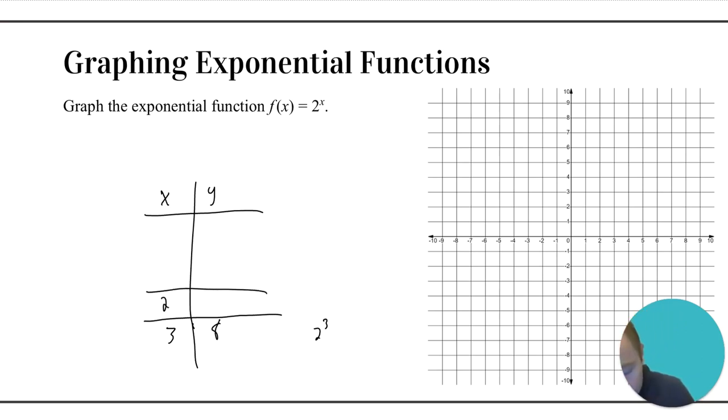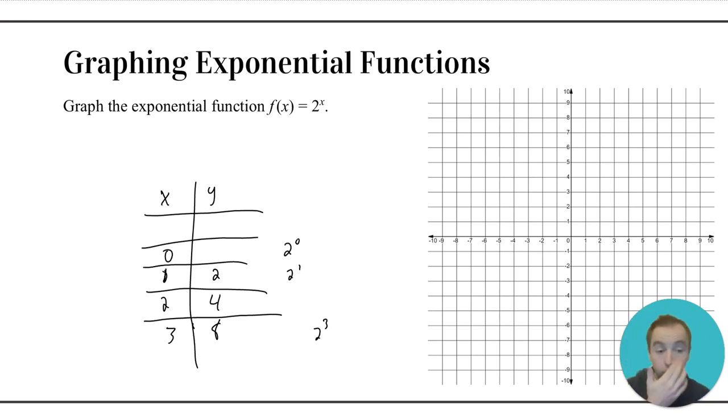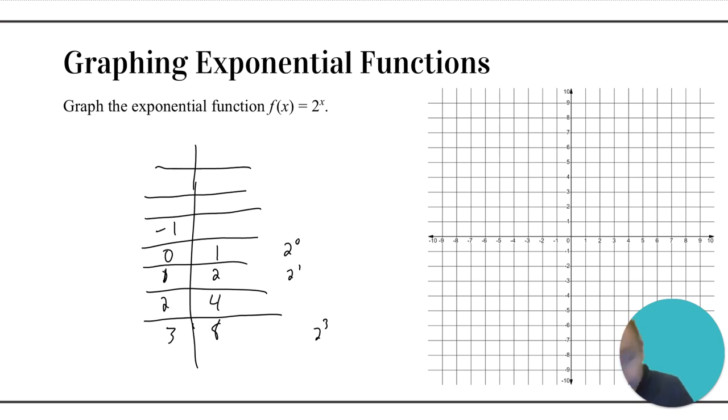When you plug in 2, 2 squared is 4. When you plug in 1, then 2 to the first is 2. When you plug in 0, 2 to the 0, anytime you raise it to the 0, it's going to be 1, right? And then we should keep working backwards and be able to plug in negatives or even fractions and decimals. So if you plugged in -1, that'd be 2 to the -1.